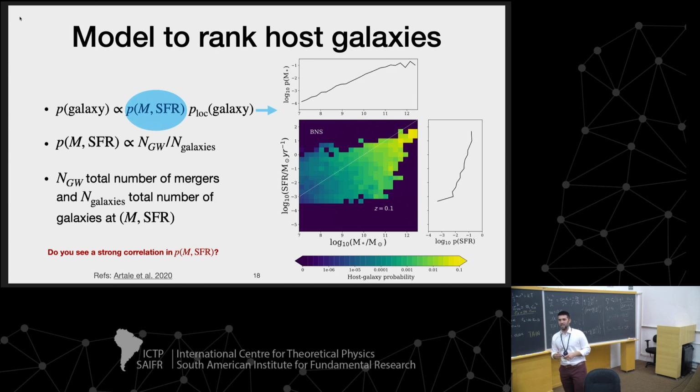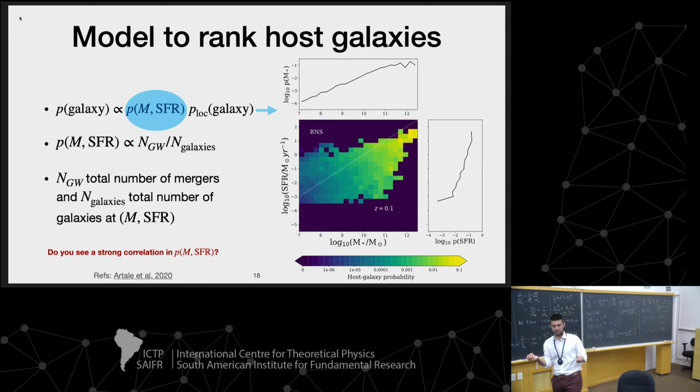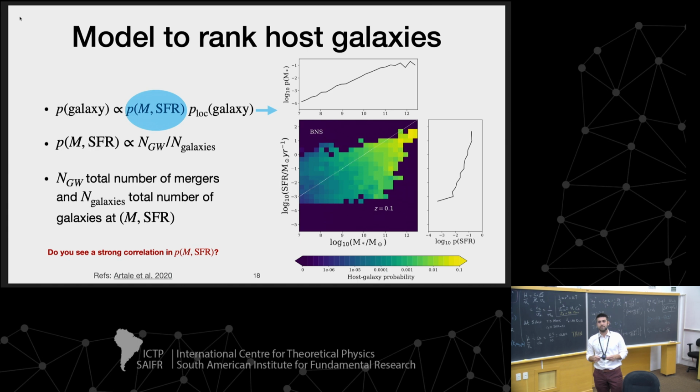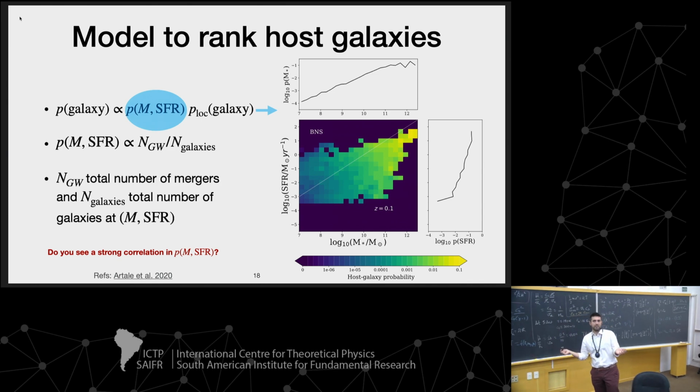Massive and star forming, yes. Your colleague said massive and star forming because he was looking at the yellow bins where you have higher probability to find galaxies. Do you know why? Do you have a guess? So why do we expect in massive galaxies to see BNS mergers? It is as simple as that.